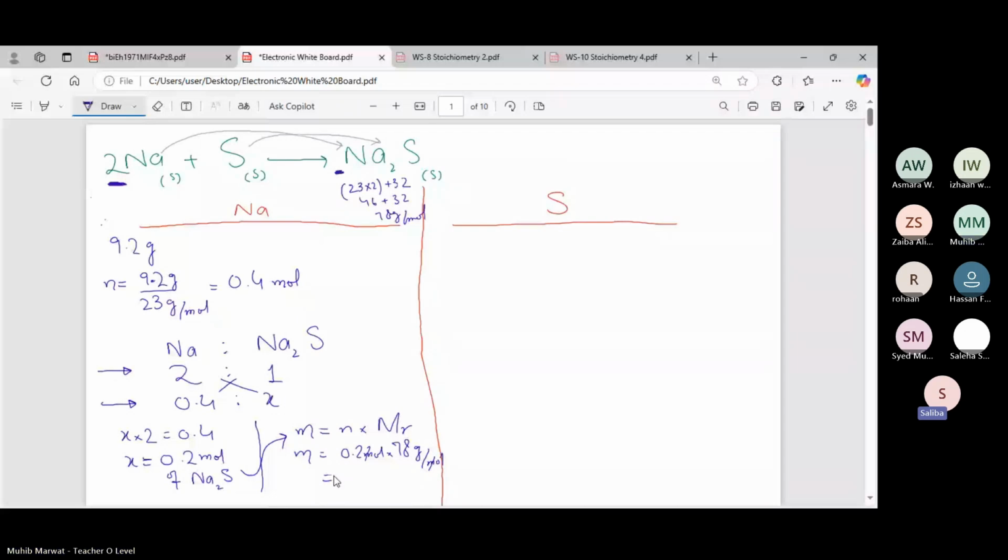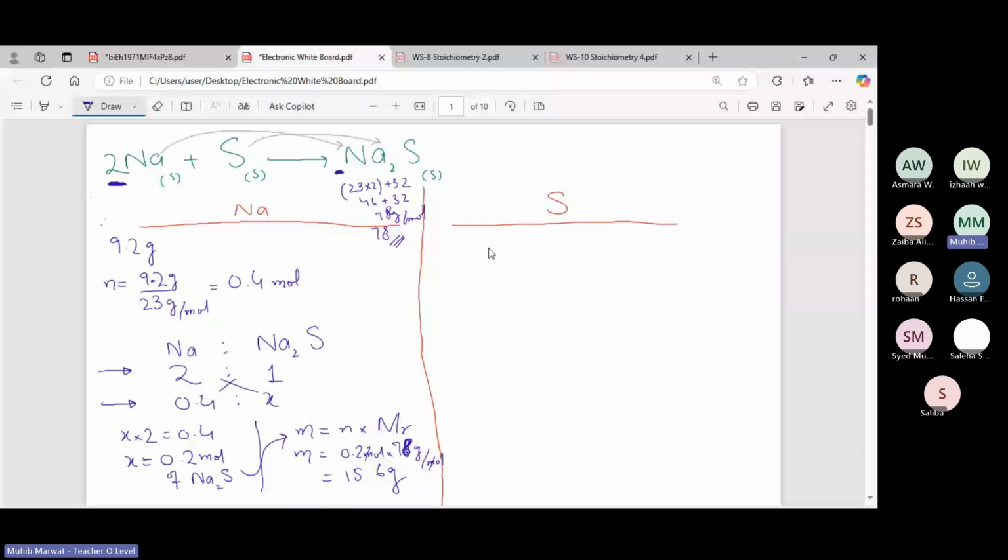78 grams per mole. This is 78, right? The molar mass of sodium sulfide is 78. So just multiply 78 by 0.2. Please just do it. 15.6. Yes, 15.6. Now, again, in the next step, we are going to compare sulfur with sodium sulfide.